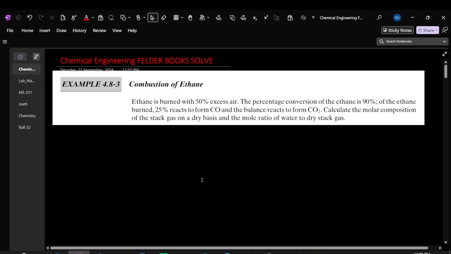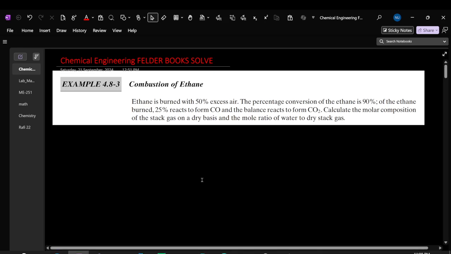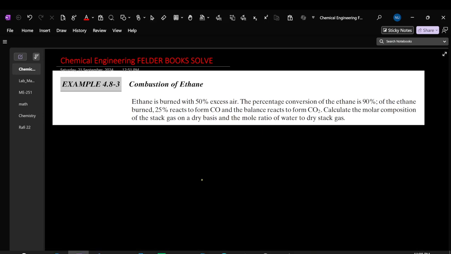So now our second example is 4.8.3, which is related to combustion of ethane. First of all, read the question. Here is the question. We can see that here it is written: ethane is burned with 50% excess air.